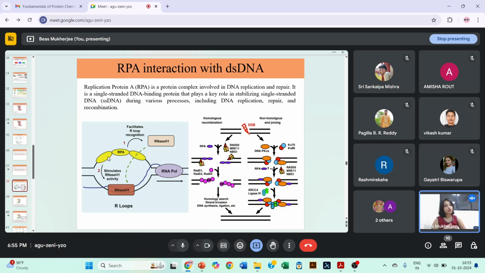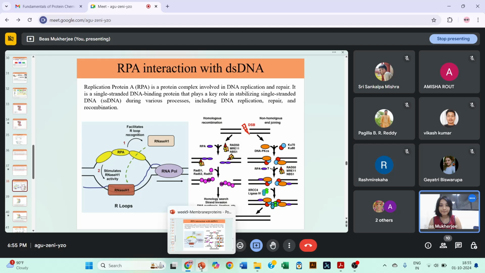Another function of this protein, replication protein A, or RPA, is DNA repair. That is homologous recombination and non-homologous end joining. In both of these processes, RPA is involved. The figure is given and you can read about it. Its key role is basically stabilizing single-stranded DNA, which is seen in replication, repair and recombination processes. Alright.